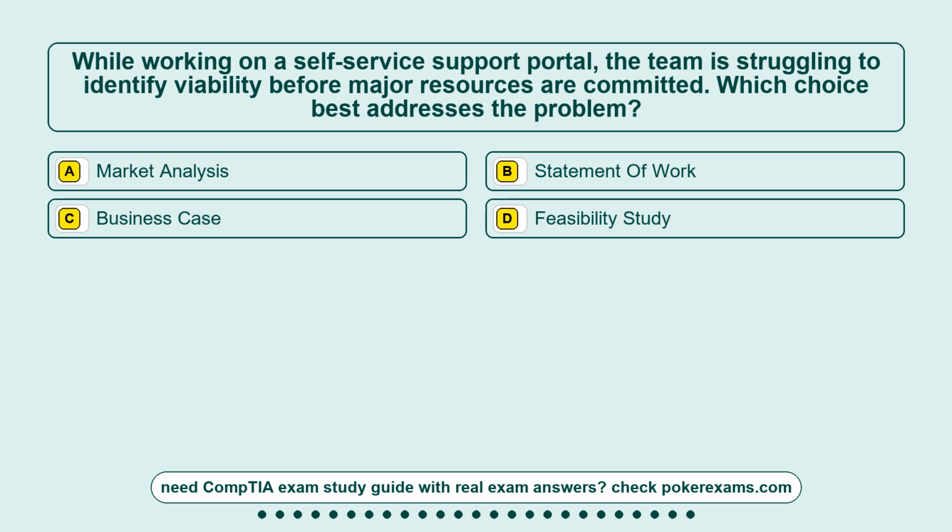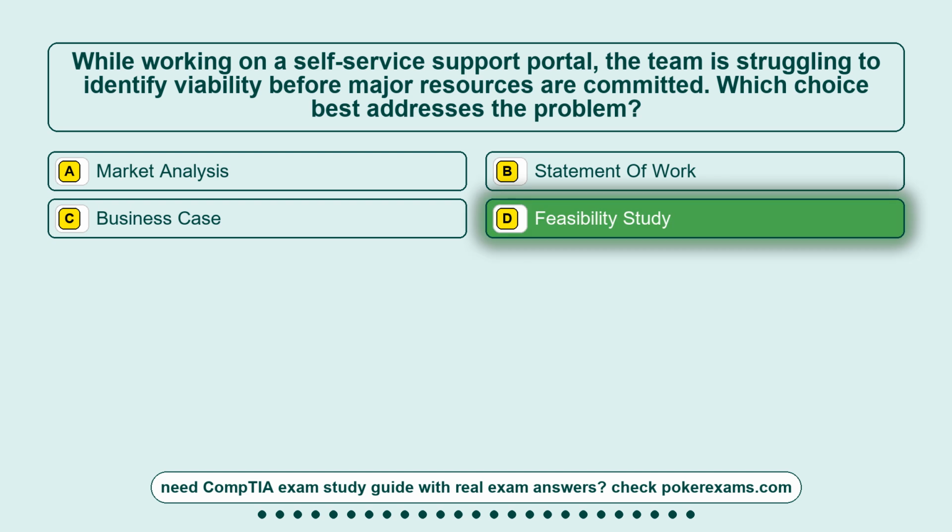Question 3. While working on a self-service support portal, the team is struggling to identify viability before major resources are committed. Which choice best addresses the problem? Option A. Market analysis. Option B. Statement of work. Option C. Business case. Option D. Feasibility study. The correct answer is option D.